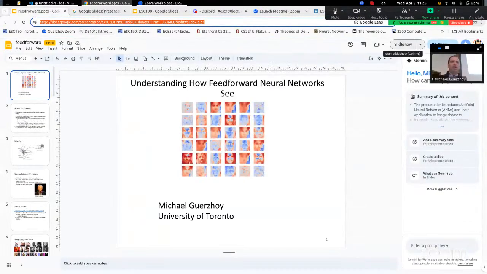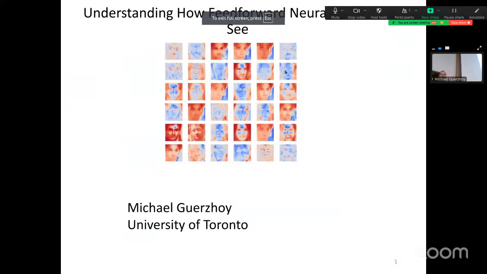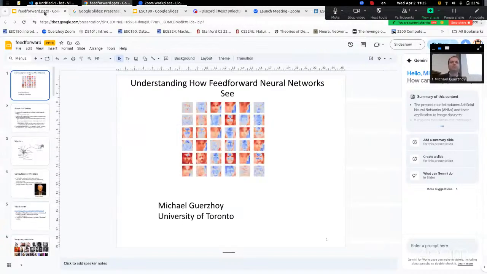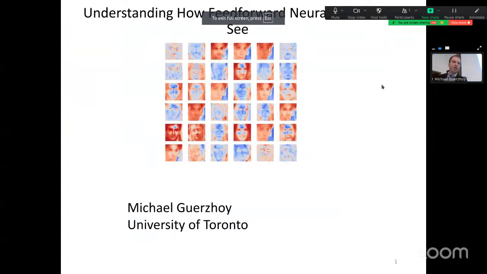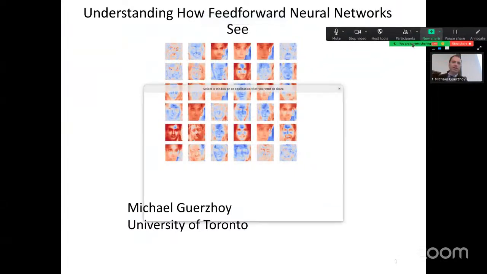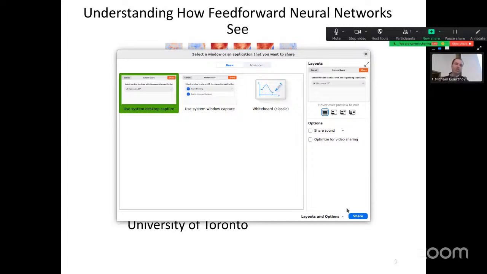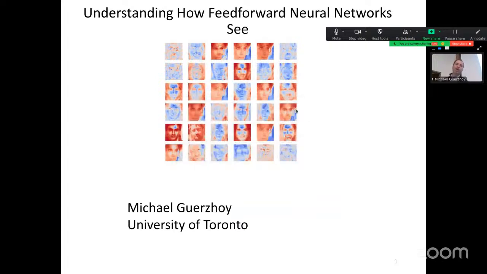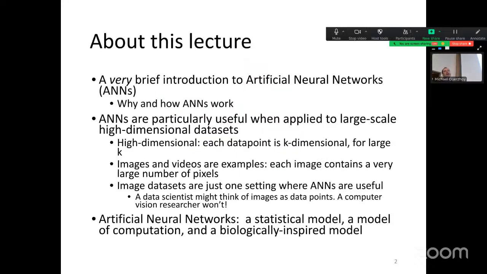So let's talk about neural networks. This is linked from here: understanding how feed-forward neural networks see. This is not ChatGPT. This is more the prerequisite for ChatGPT. So we'll do this, and then we'll do language models Thursday and Monday.